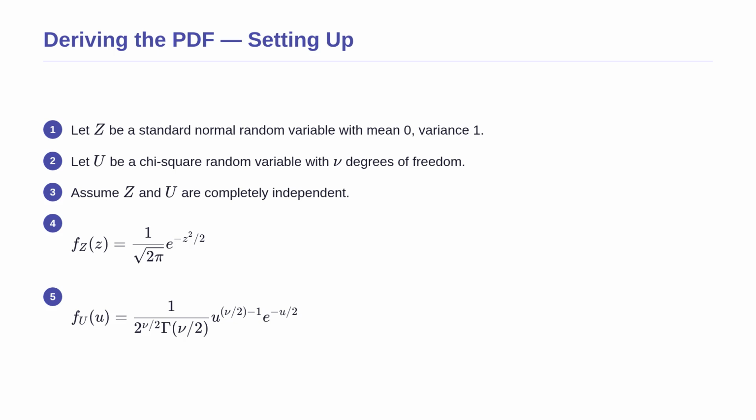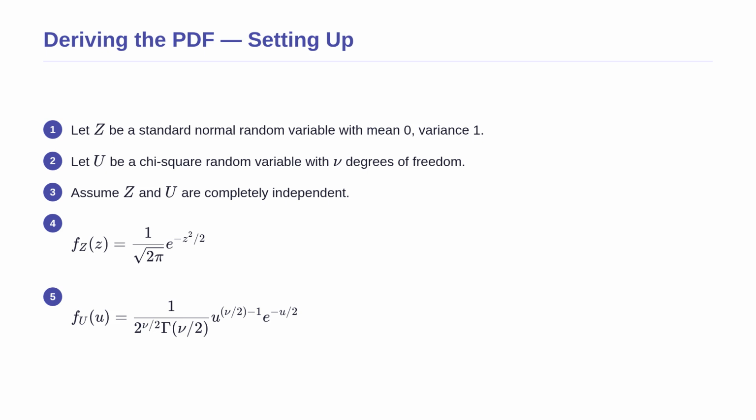Now that we have seen the final formula, let us prove where it comes from. We begin our derivation by defining the two mathematical building blocks we just discussed. Let the variable z represent a standard normal random variable, which has a mean of 0 and a variance of 1. Let the variable u represent a chi-square random variable with nu degrees of freedom.